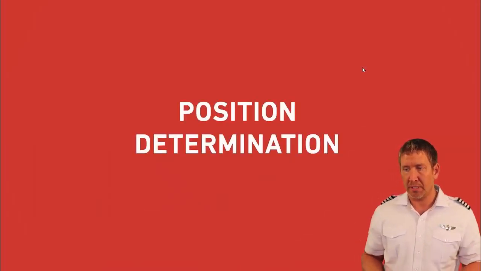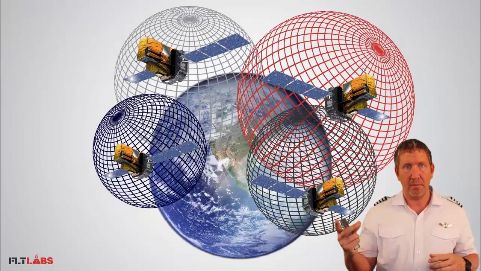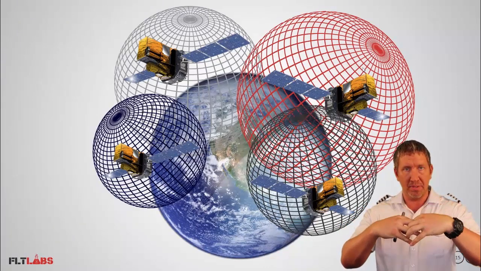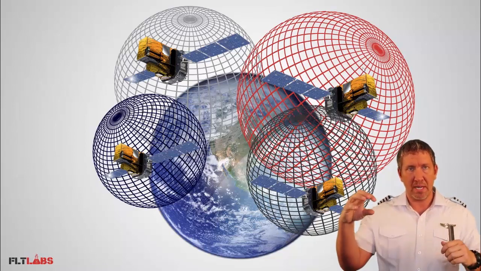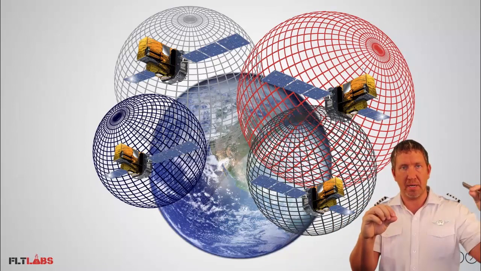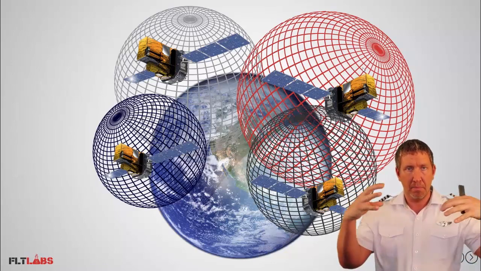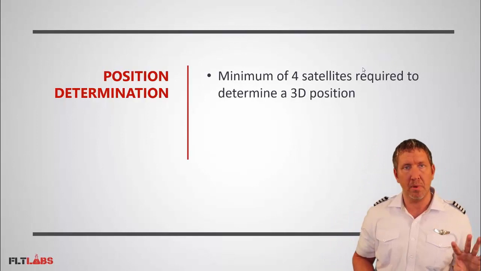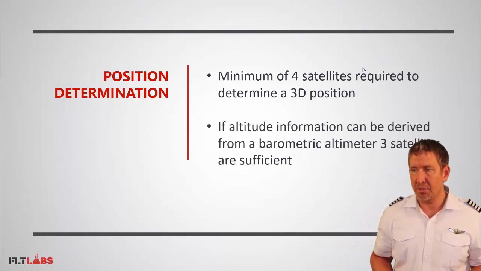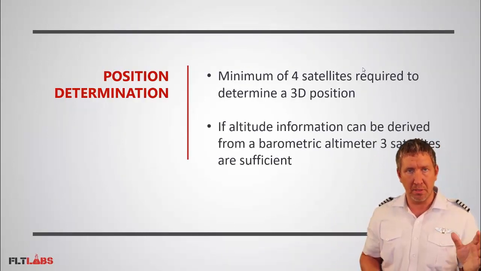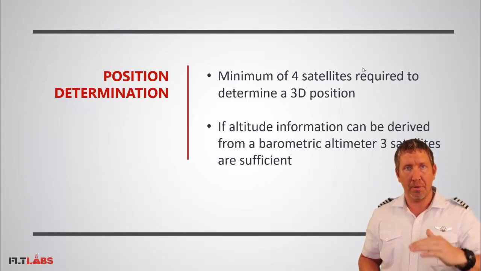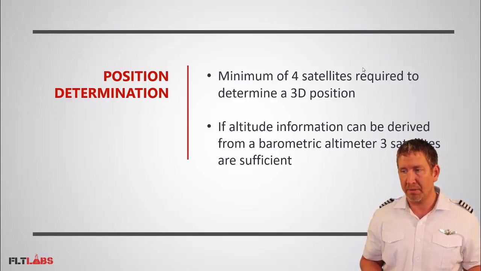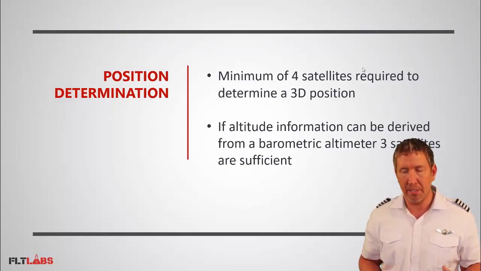Position determination. Like I said before, we determine our position by this overlapping of the signals. For example, one satellite thinks I'm here, the other satellite here, and then they start intersecting each other, and that's how we determine our position. We need a minimum of 4 satellites to determine a 3-dimensional position: left, right, and then up or down. If altitude information can be derived from a baro altimeter, 3 satellites will be enough.